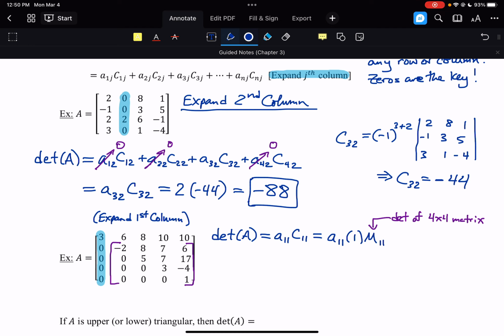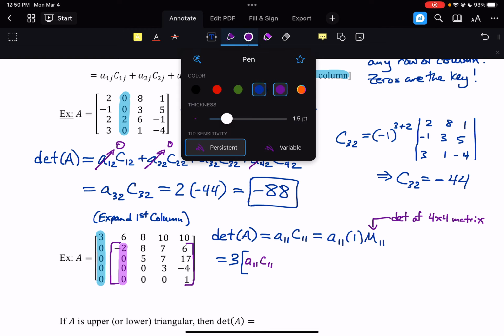So let's see, the A11 component, that was 3. Now, in order to get the determinant of the 4 by 4 matrix, we have to do a cofactor expansion on it. We can again choose any row or column. I'm going to stick with my first column here. So that would be, again, the A11, C11 component.